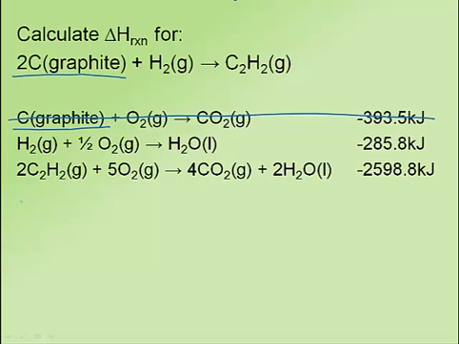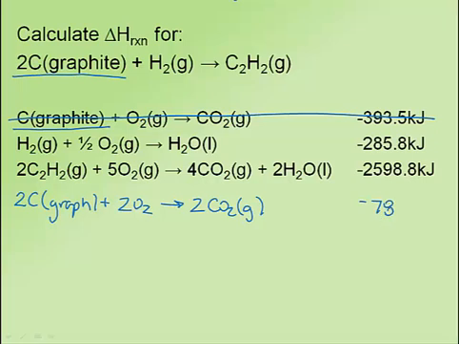Rewriting this equation down below, then, I'm going to have 2 carbon graphite plus 2 O2 yields 2 CO2, and that delta H value then becomes negative 787 kilojoules.